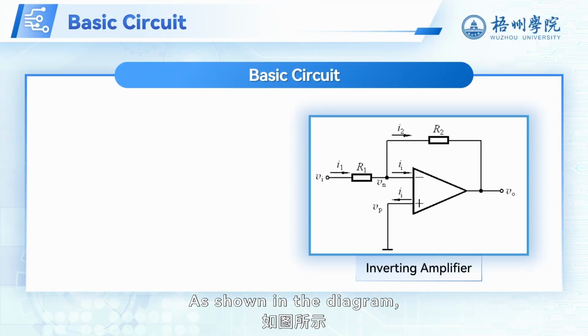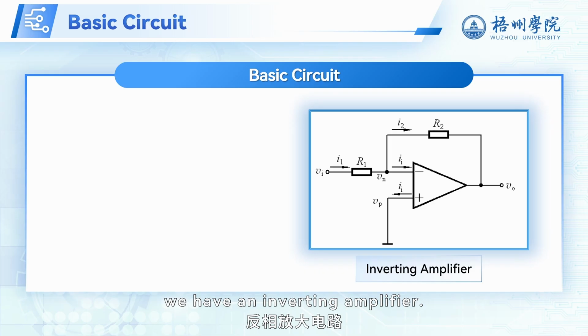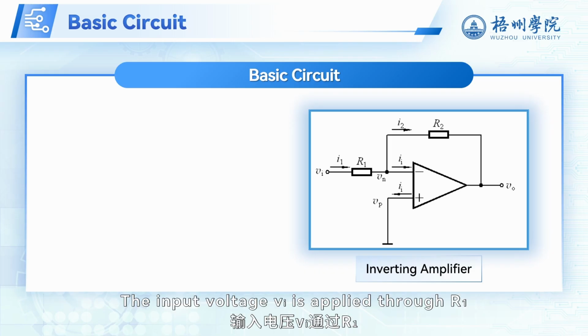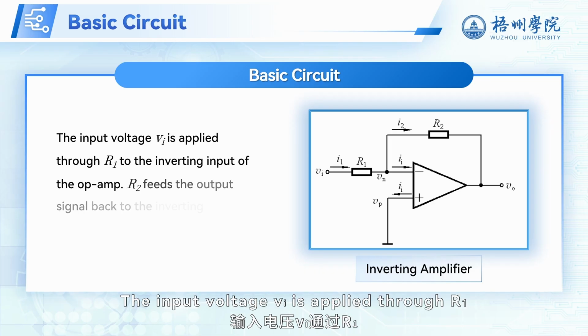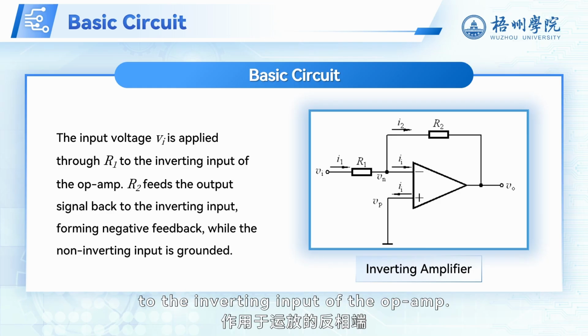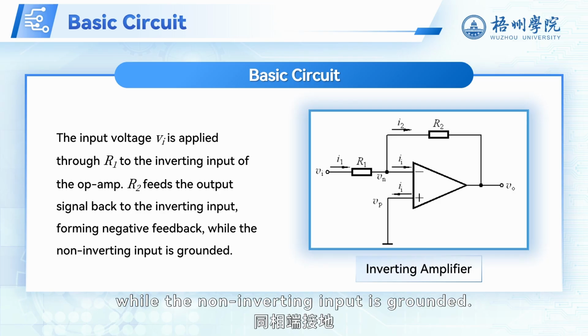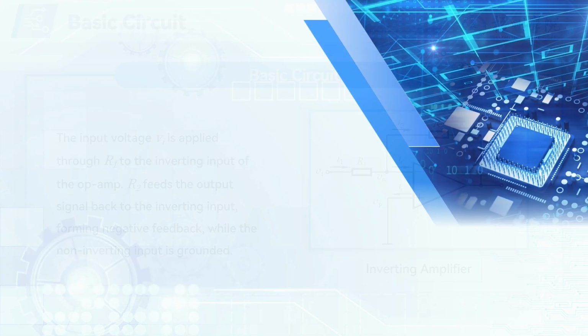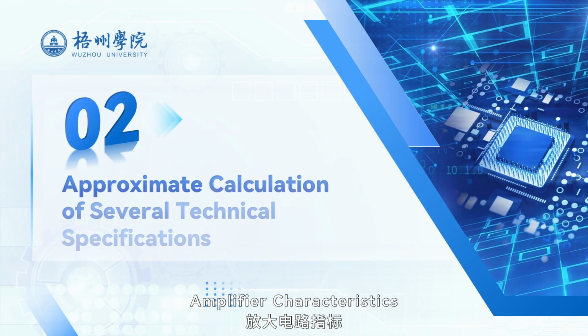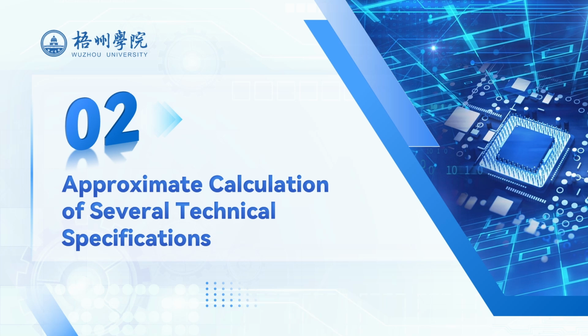As shown in the diagram, we have an inverting amplifier. The input voltage Vi is applied through R1 to the inverting input of the op-amp. R2 feeds the output signal back to the inverting input, forming negative feedback, while the non-inverting input is grounded. Amplifier characteristics.